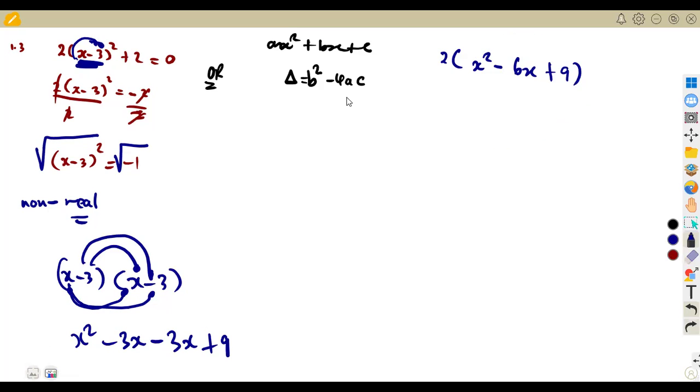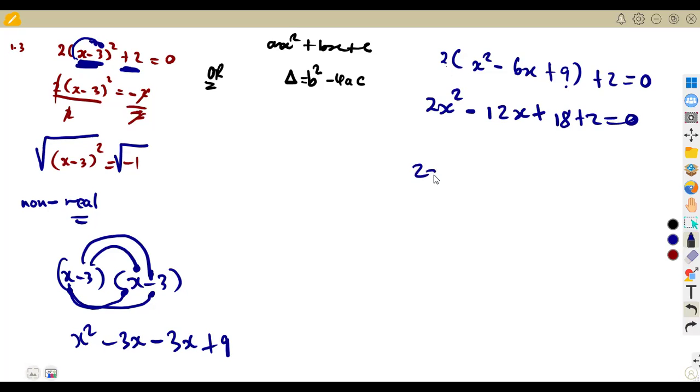So this is what we have, but there's already a +2 there. Take note, there's a +2, which is not even part of the bracket. So you can expand our brackets, multiply by 2. That's 2x squared minus 2 times this 6 is going to be minus 12x plus 2 times 9, which is 18, plus 2 is equal to 0.